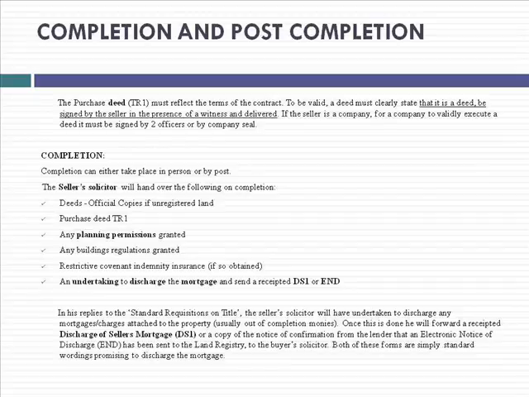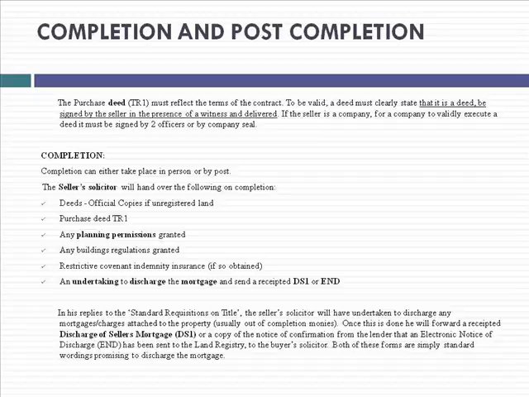The purchase deed, TR1, must reflect the terms of the contract. To be valid, a deed must clearly state that it is a deed, be signed by the seller in the presence of a witness, and delivered. If the seller is a company, for a company to validly execute a deed, it must be signed by 2 officers, or by company seal. Completion. Completion can either take place in person or by post.